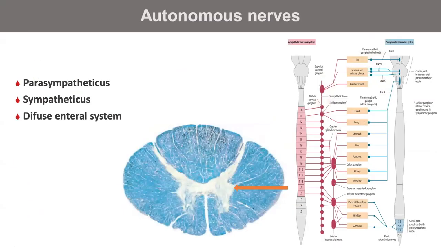And this is the picture that we discussed in the introduction. Here is shown the lateral horn, which is the location of the intermediolateral nucleus, mainly for the sympathetic, at the level of C8 till L3, or T1 till L2. For the parasympathetic, S2, S3, S4, they are located at nuclei in the lateral horn of the spinal cord. We also have the diffuse enteric system, which is specific for the gastrointestinal tract, and we are going to discuss it in the following slides.